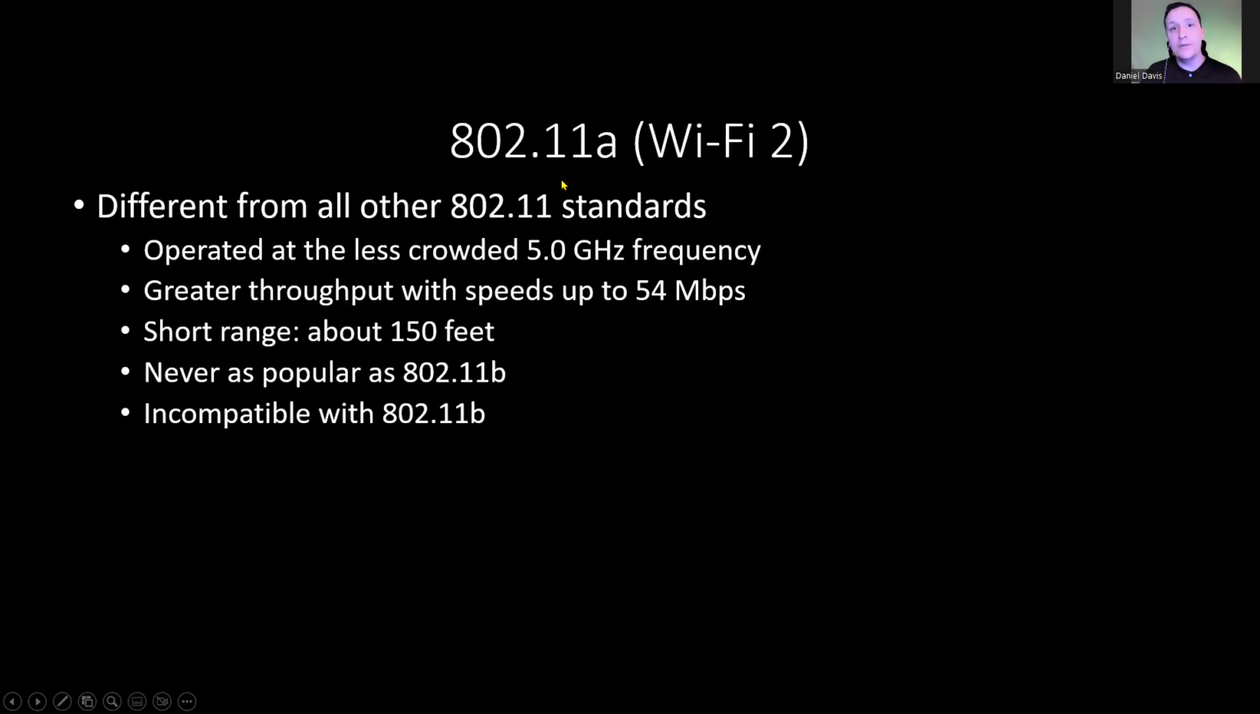Next, we have 802.11a or Wi-Fi 2. Different from all other 802.11 standards, it operates at a less crowded 5 gigahertz frequency, with greater throughput, with speeds of up to 54 megabits per second. It had a short range of 150 feet and was never as popular as the 802.11b standard.